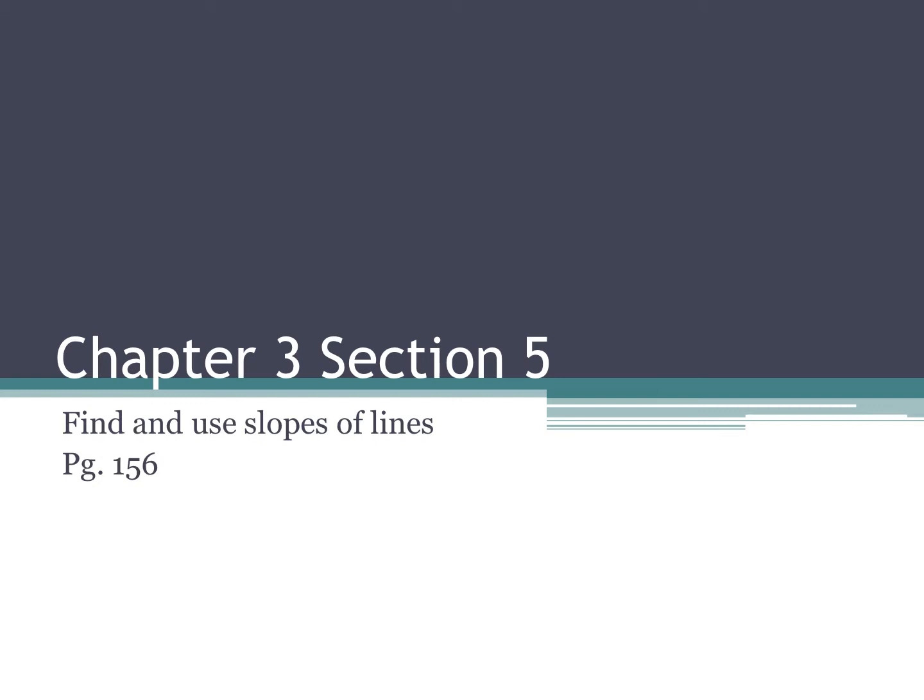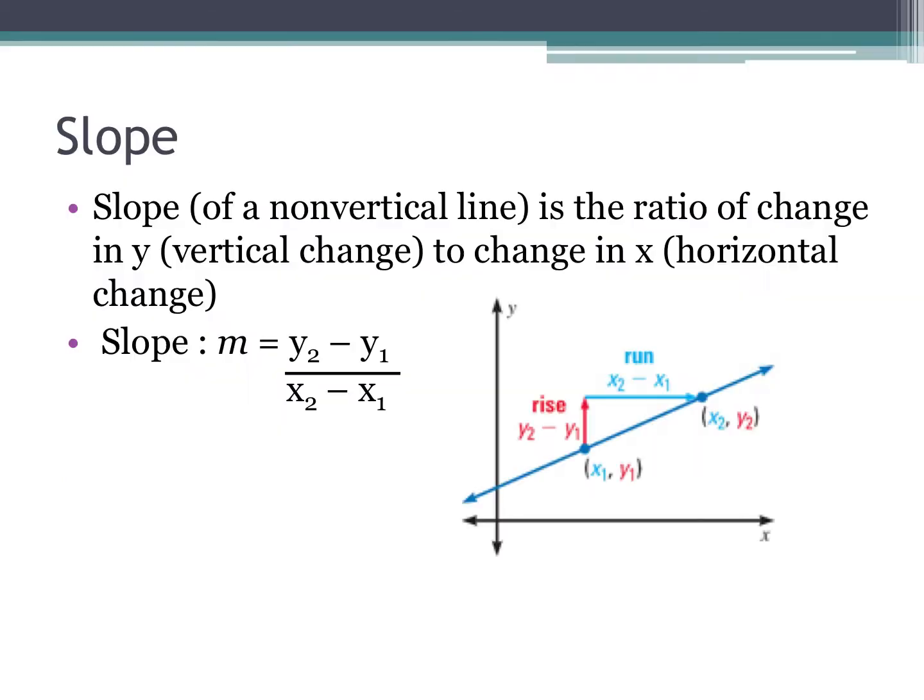So today we are going to learn how to find and use slopes of lines. So the first thing we're going to do is define what slope is. So slope is the ratio of the change in the y to the change in the x. You probably memorized the formula as y2 minus y1 over x2 minus x1. So slope is always represented by a lowercase letter m.